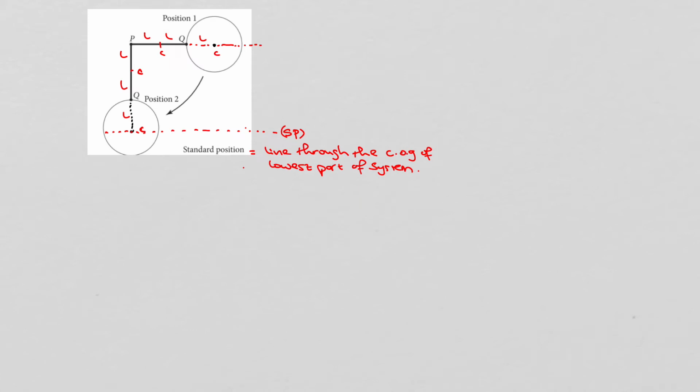All right, so we need to look at what is the height of the centre of gravity of the rod and the centre of gravity of the disc with respect to the standard position, before and after, at the start and end position. So here's my start and here's the end. At the start, the height of the centre of the rod to the standard position, and also the height from the centre of gravity of the disc to the standard position, if I mark it in green here, is going to be 3L.